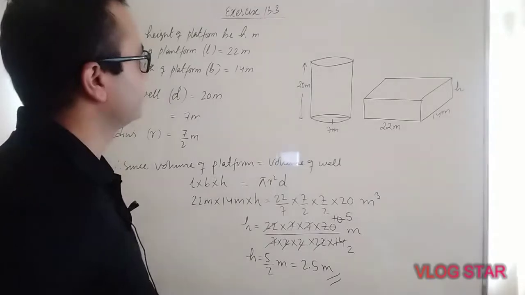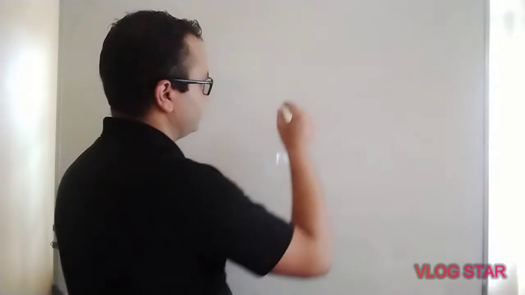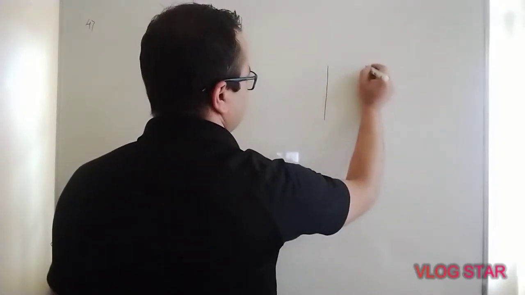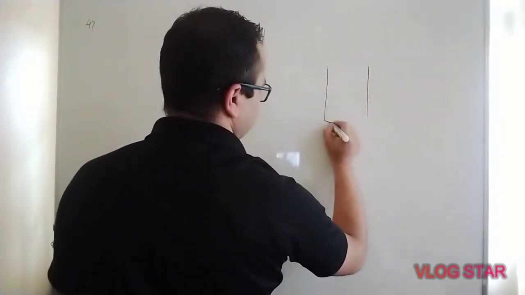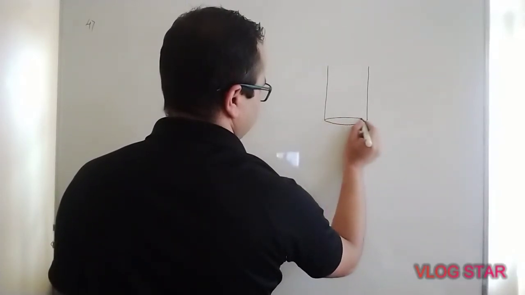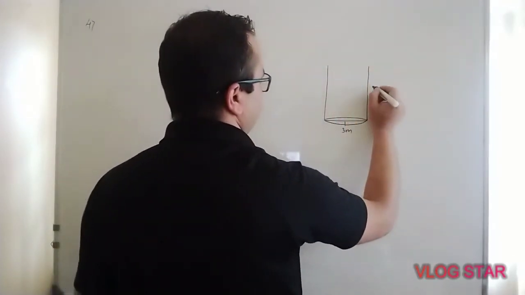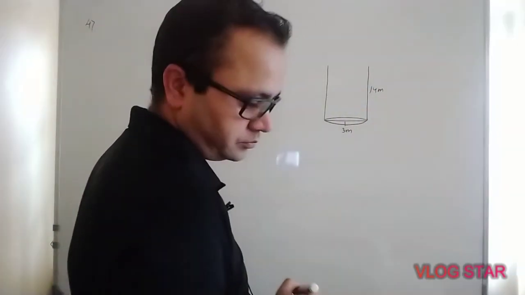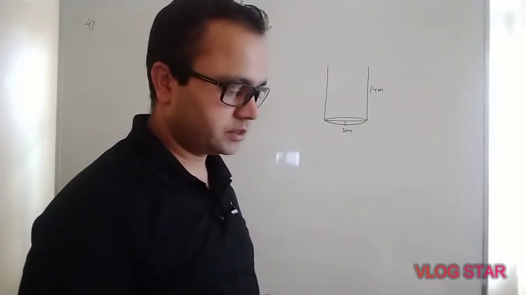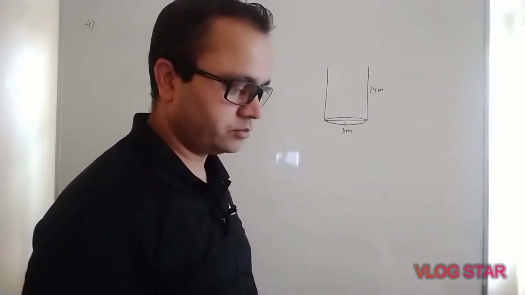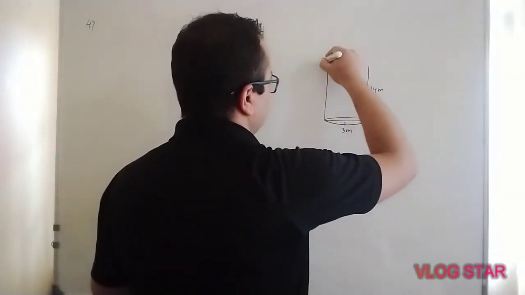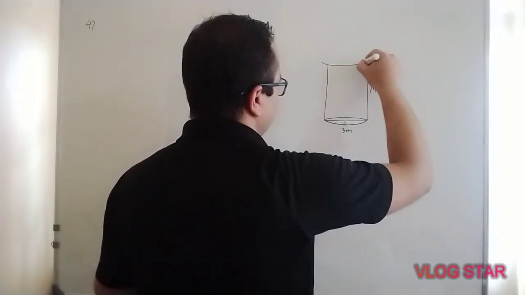Now move to question number 4. A well of diameter 3 meter and depth 14 meter is dug. Diameter is 3 meter, depth is 14 meter. The earth taken out has been spread evenly all around. It is in the shape of a circular ring of width 4 meter. So the taken out material is spread all around the well.